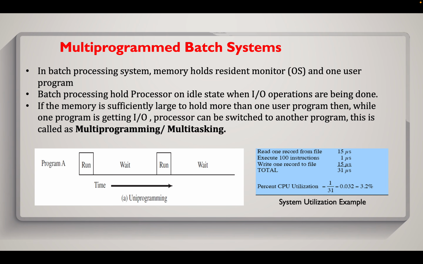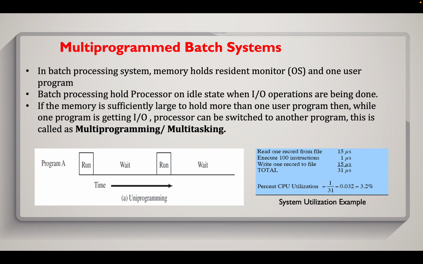Multi-programmed batch system. That's the next evolution of the OS. In a batch processing system, memory holds the resident monitor and one user program. Batch processing holds the processor idle when IO operations are being done. If memory is sufficiently large to hold more than one program, then while one program is doing IO, the processor can switch to another program. That is called multi-programming. Are you able to understand?